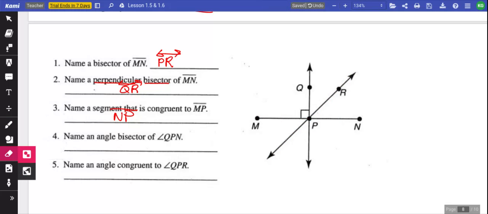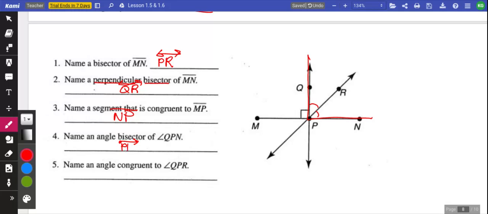If I look at angle QPN, and it wants the angle bisector, which it doesn't show up, but these markings should be here. And so my angle bisector is actually going to be a ray PR because it needs to start in my vertex and go out, and that is the shape of a ray. So if they list angle QPR, the one that is congruent to it would be NPR.